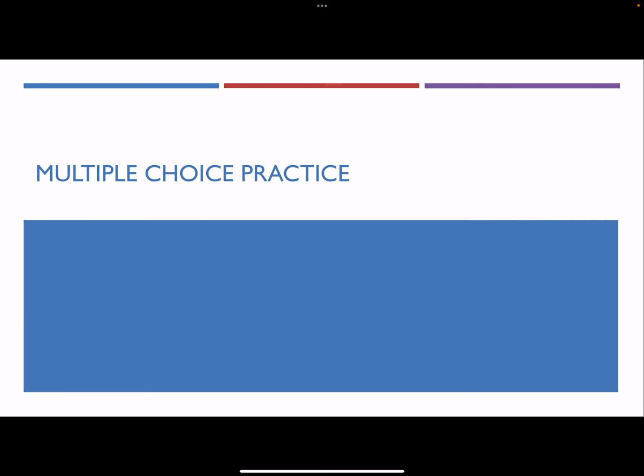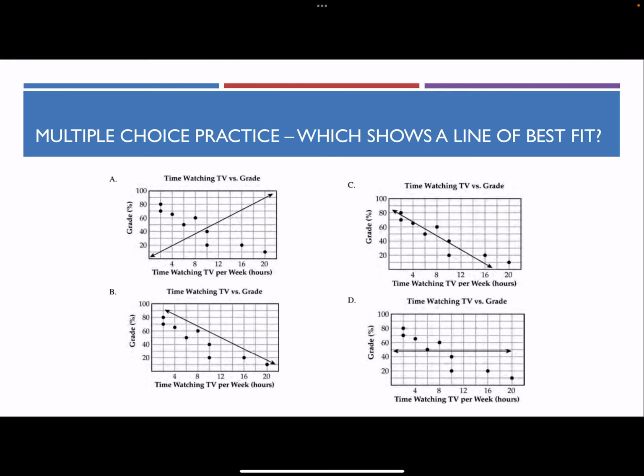All right, let's do some multiple choice practice. So I'll give you a couple problems and you can just pause the video as you go and then we'll talk about them. So which shows the line of best fit? So again, all four graphs are the same. The scatter plots are the same. The lines are different. So which one is the line of best fit? Which one's the line that goes through the middle of all the points?